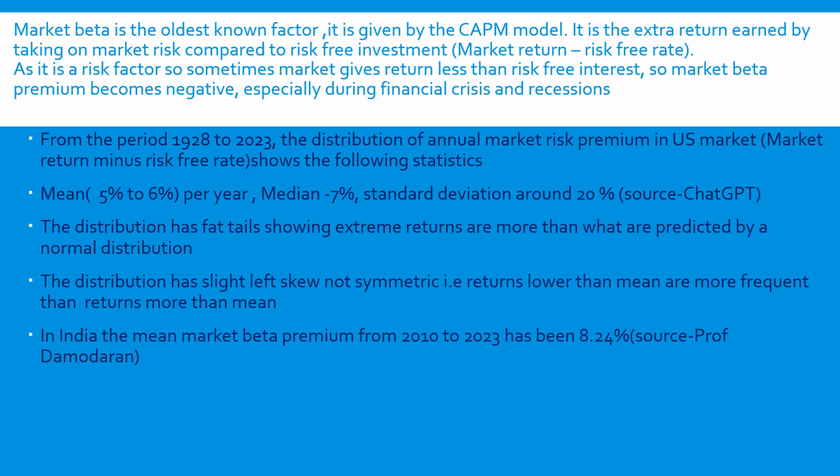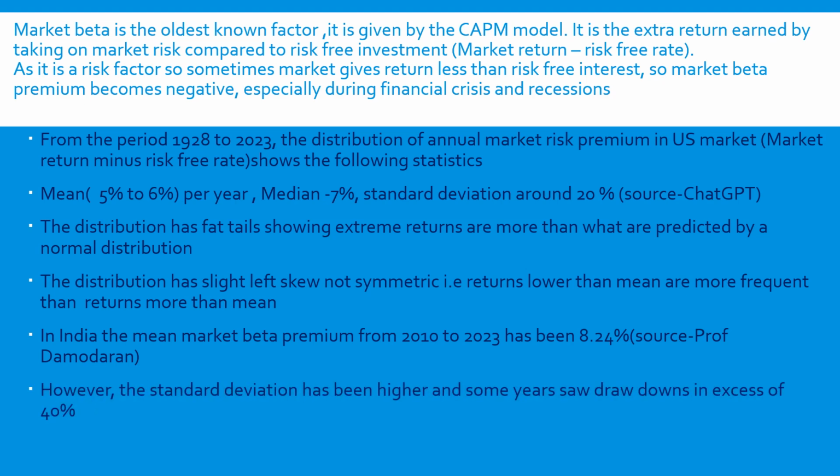In India, the mean market beta premium from 2010 to 2023 has been 8.24%. Source: Professor Damodaran. However, the standard deviation has been higher and some years saw drawdowns in excess of 40%.